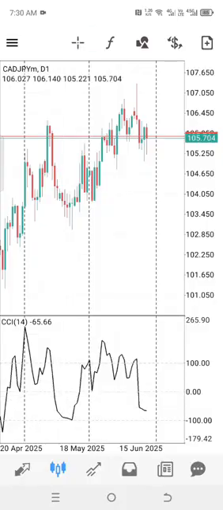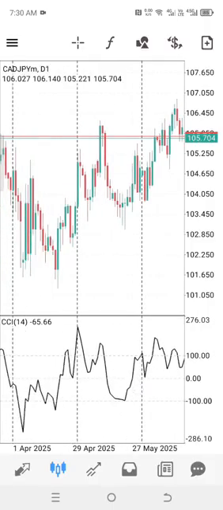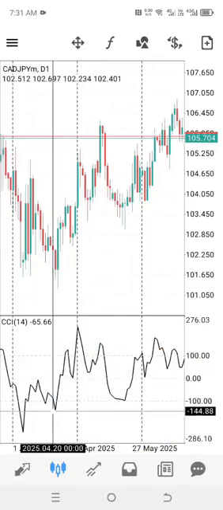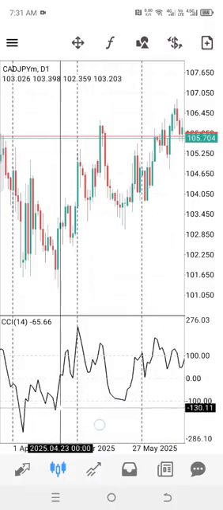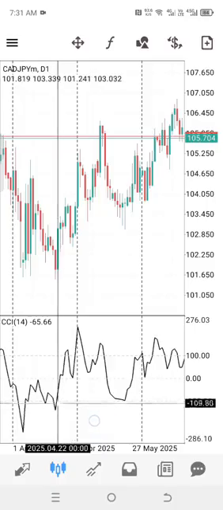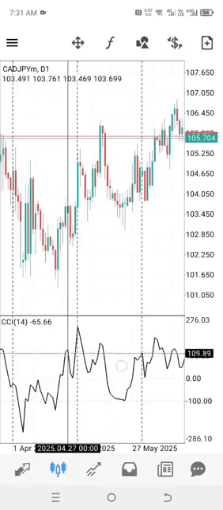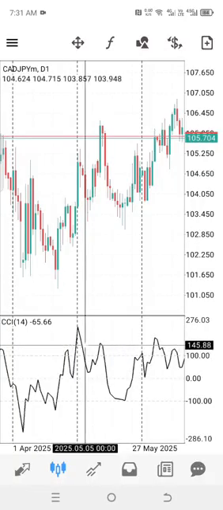Now, how does this simple strategy work? Firstly, let me explain to you how we use it to identify trends. The first thing you need to understand is that for you to spot the dominant trend, you just simply need to wait for the CCI to move from below minus 100 to above the plus 100 for an uptrend. As soon as that happens, then you know that the market is in an uptrend. Very simple, guys. Now I'm going to explain to you how you take trades with it.